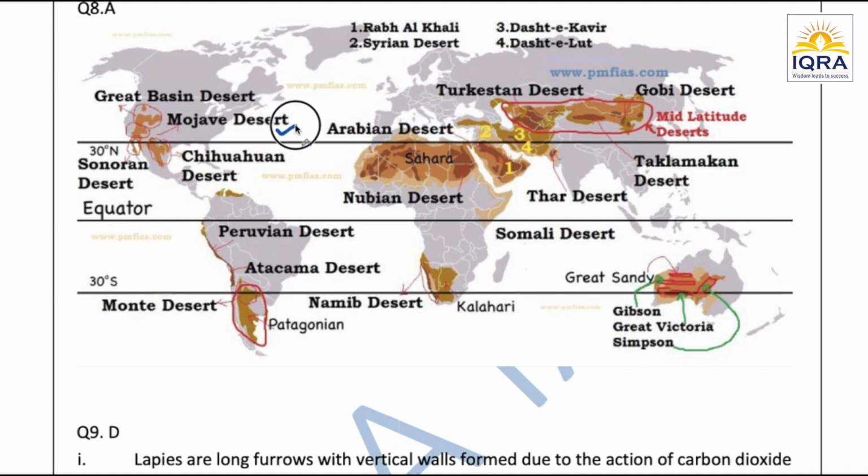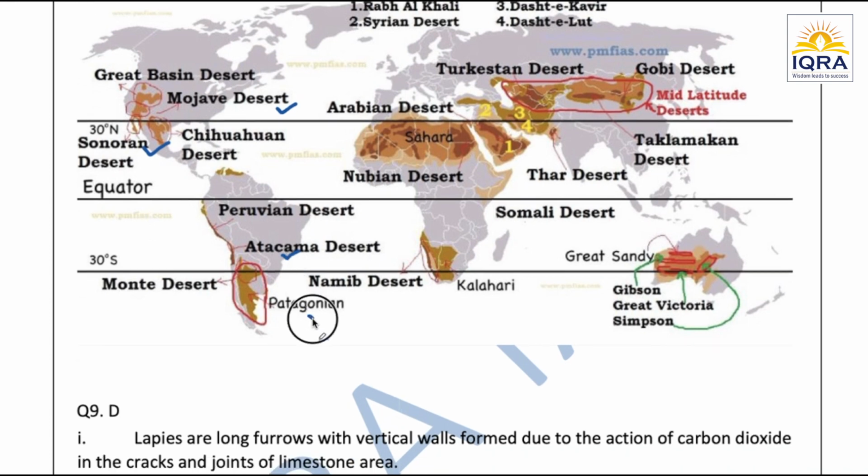The first one is Mojave Desert. ठीक है? It is the driest desert of North America. Second comes Sonoran. Again, it is a North American desert only, which covers a large part of the southwestern United States. Right? Then comes our Atacama Desert. It is in South America near the Pacific coast, and it is the driest desert of the world, as we all know. The last comes Patagonian Desert.